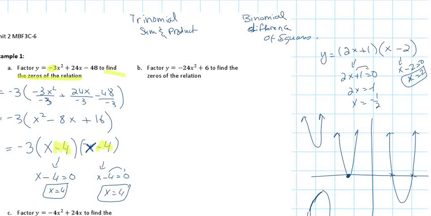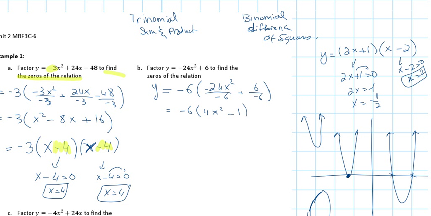So if I look at B, it says factor negative y equal negative 24x squared plus 6 to find the zeros of the relation. How can I factor this? Do I have a common factor? What is it? 6. So negative 6, because my first term is negative. So it's going to be negative 6 and divide each term by negative 6. So I get 4x squared minus 1.